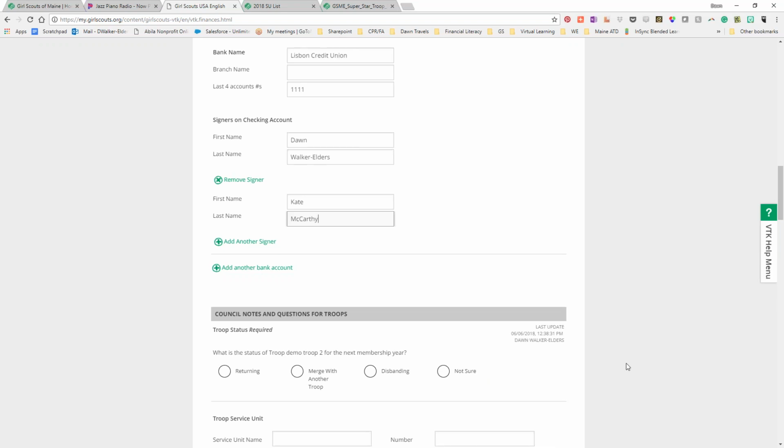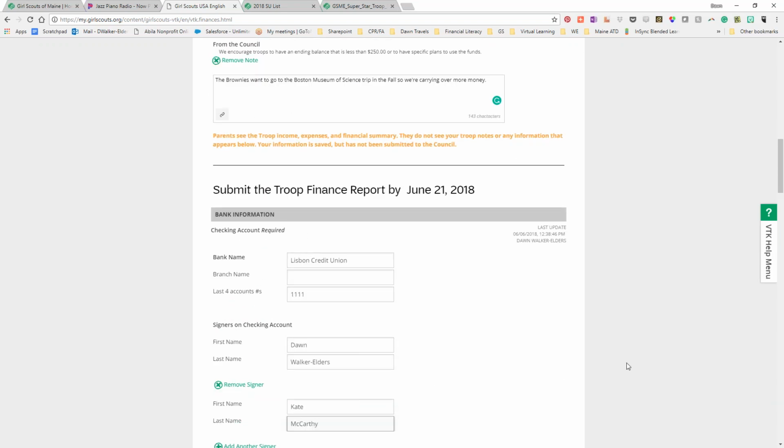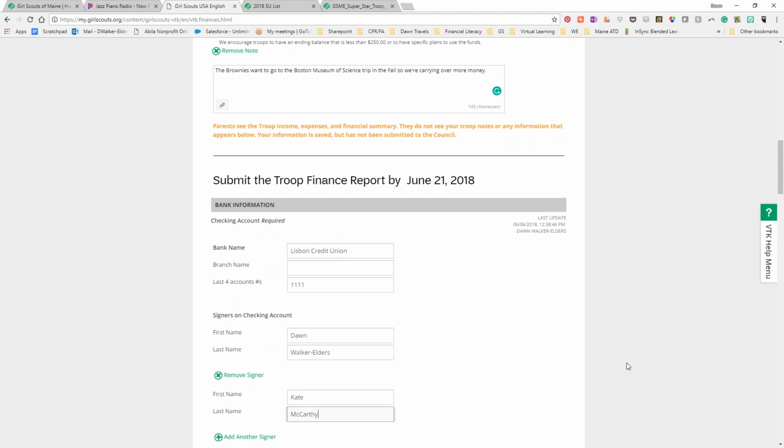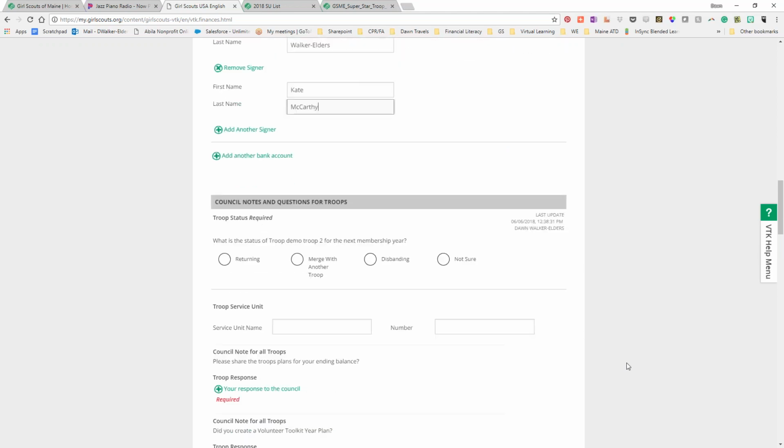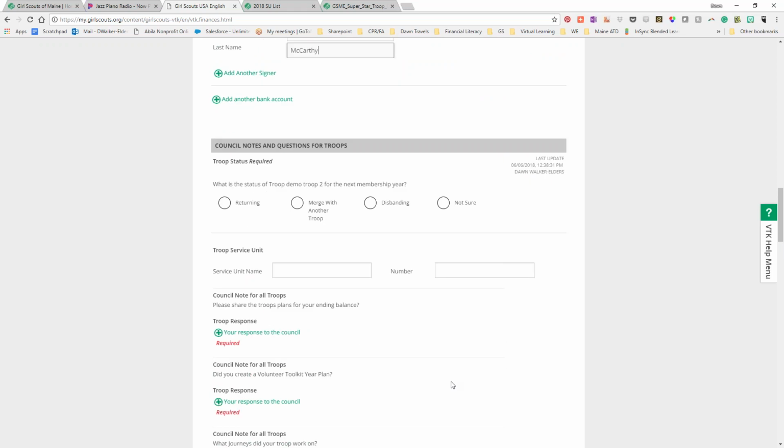That is pretty much all of the bank and finance information that is in this report. And then a lot of the other information is about what your troop has done and what you are looking to do next year. So you can click on what is the status of your troop for next year, if you're going to disband or merge or you're returning as is. We would love to know that information. So put that there, then your service unit.